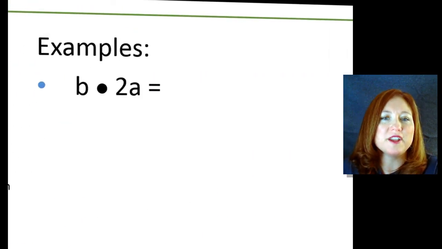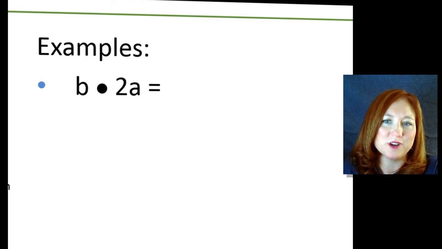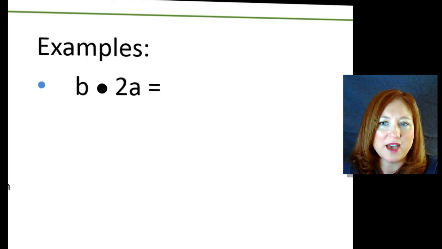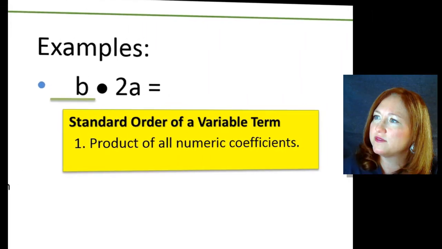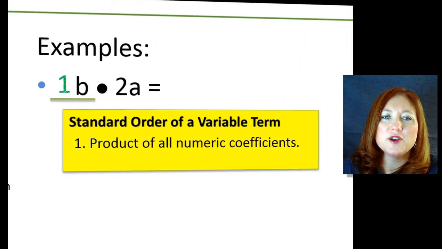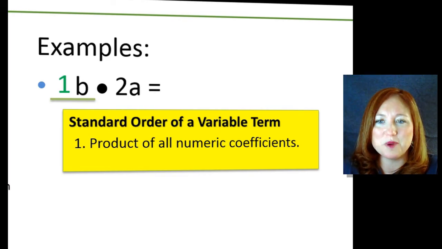The commutative property can also be used on algebraic expressions. Let's look at an example of the factors of b and 2a. There is a standard order of the factors in a variable term. The product of all the variables' coefficients should always be written first. What is the coefficient of the first factor's variable? Remember, when you don't see a variable's coefficient, it's 1 due to the identity property. So 1 times 2 is 2.